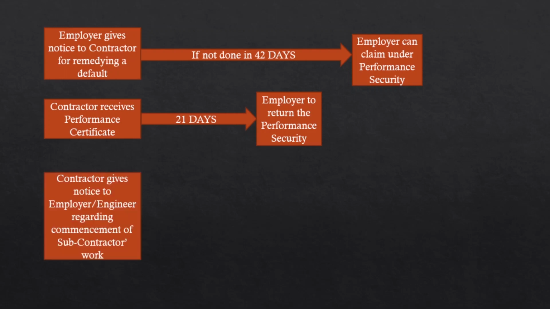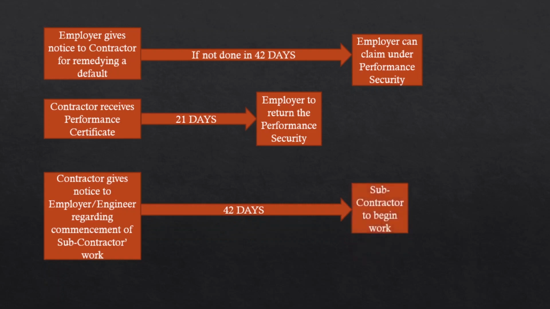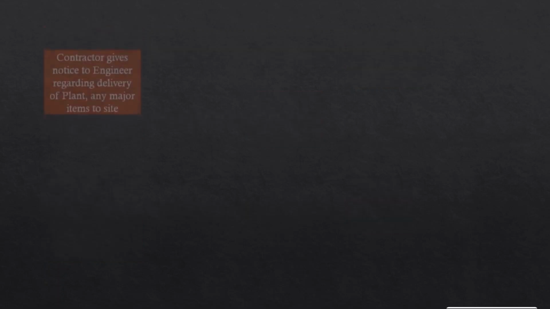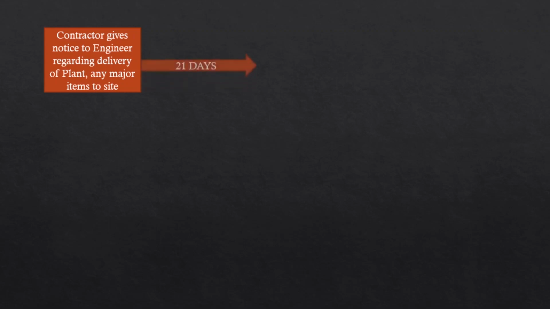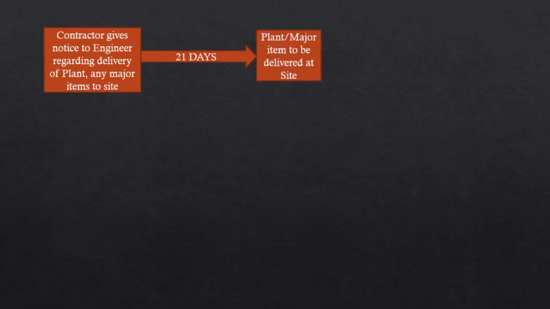Next, the contractor gives notice to the employer or the engineer regarding the commencement of a subcontractor's work. This needs to be given within 42 days before the subcontractor comes to the site and begins the work. Next, the contractor gives notice to the engineer regarding the delivery of any plant or any major items to the site. This notice needs to be given within 21 days before the plant or item actually arrives at the site.